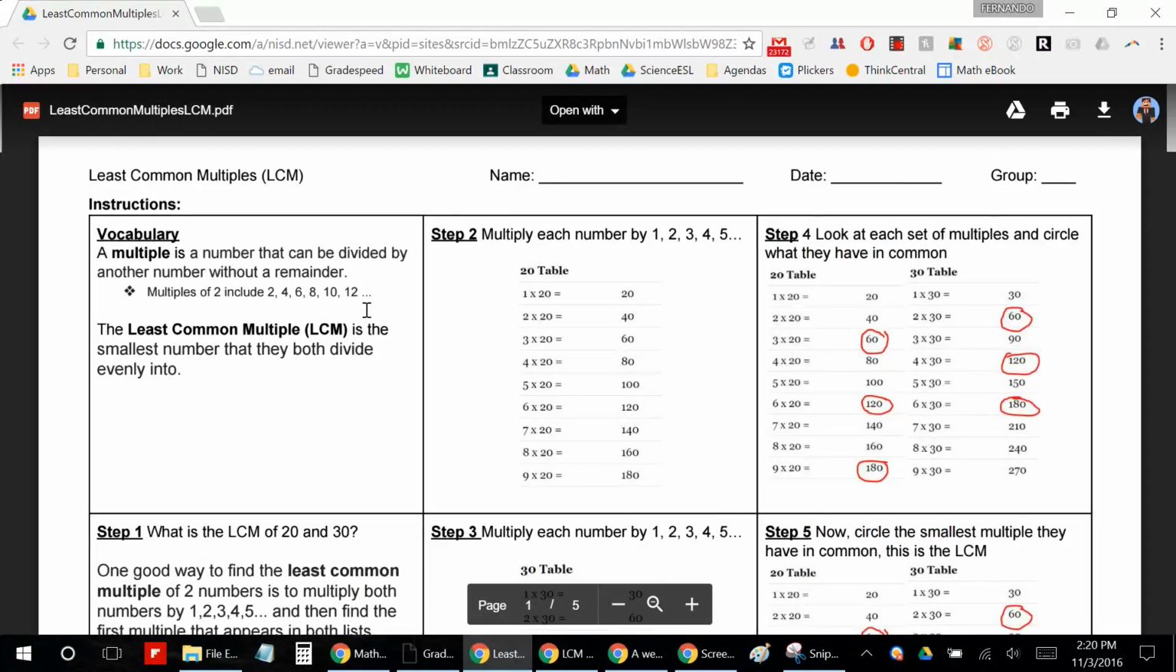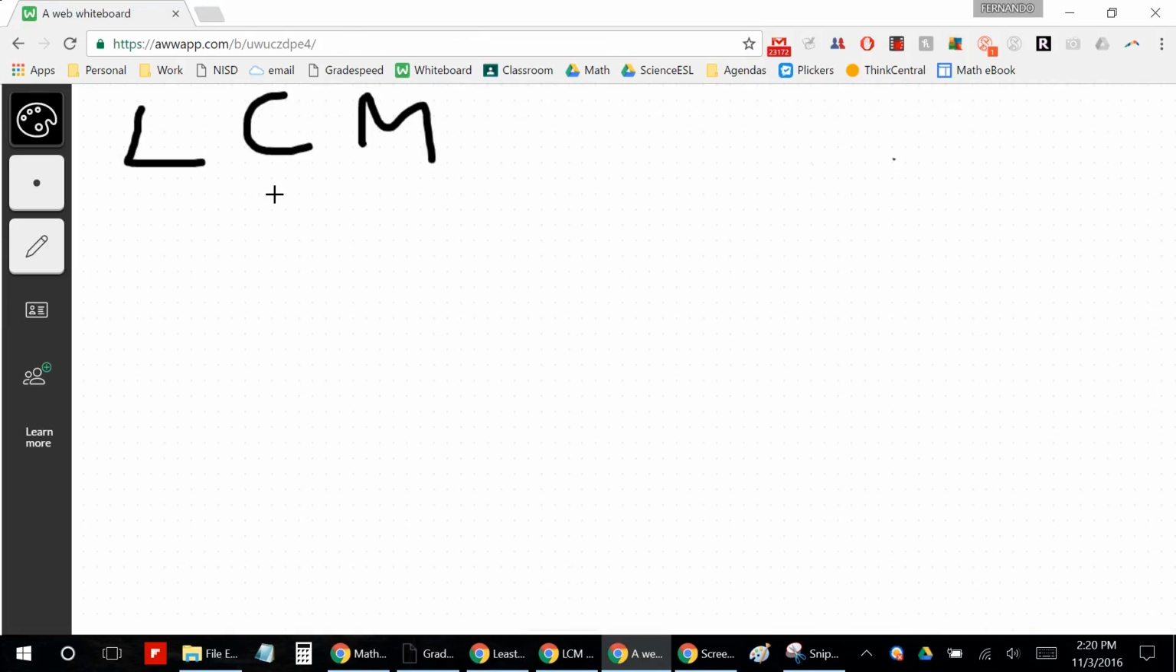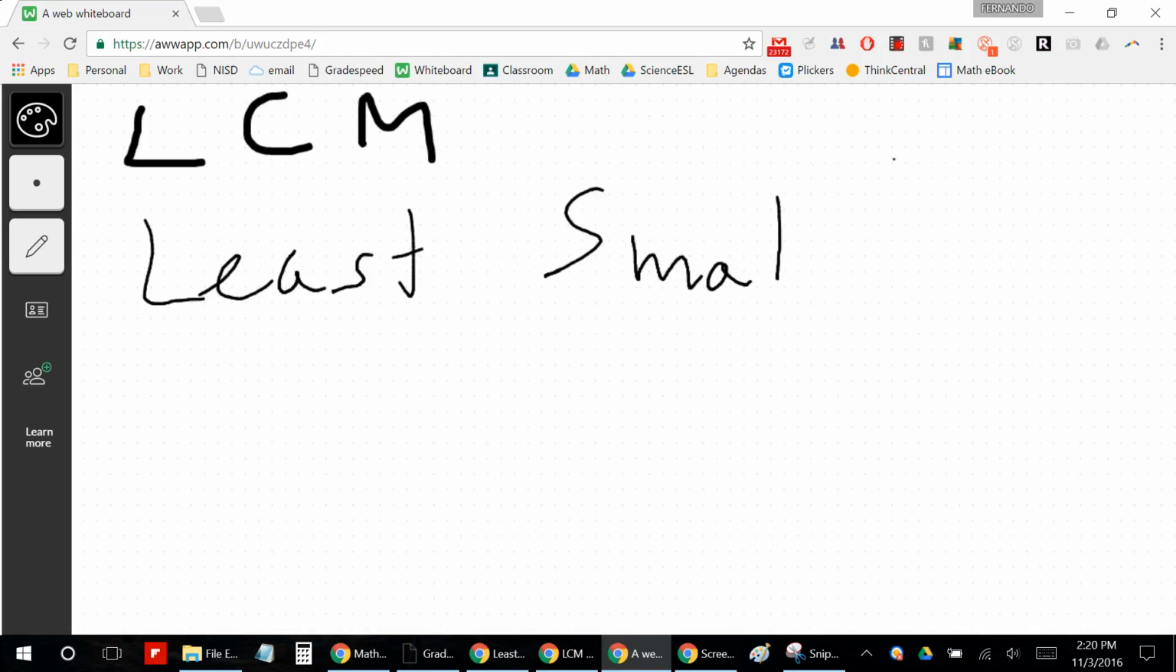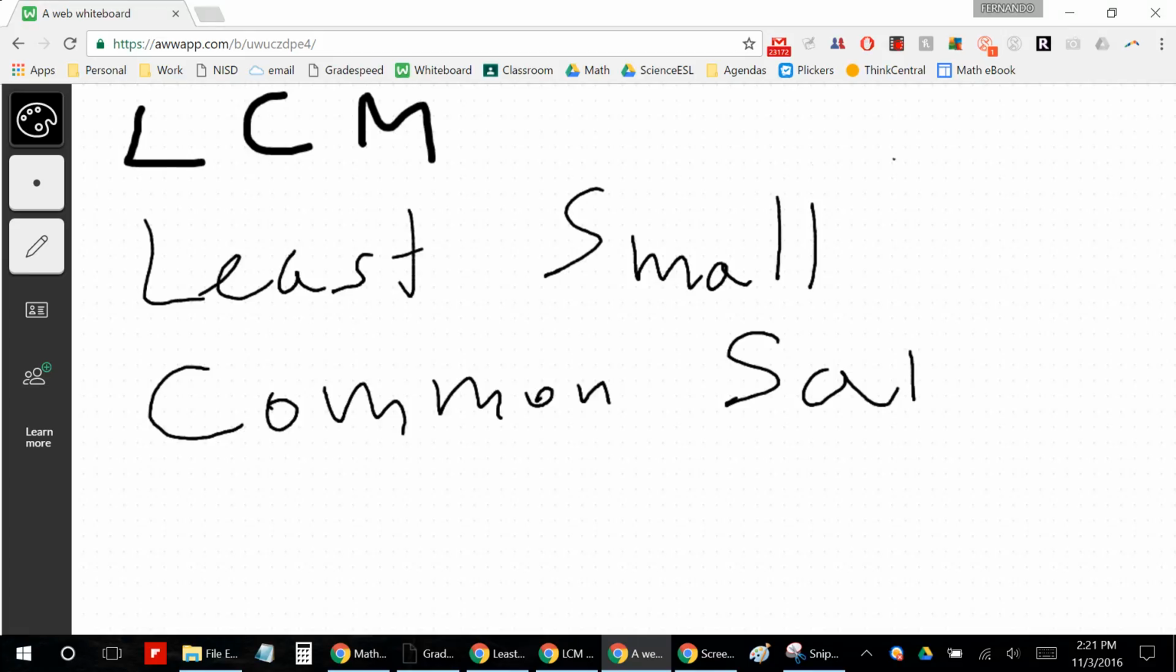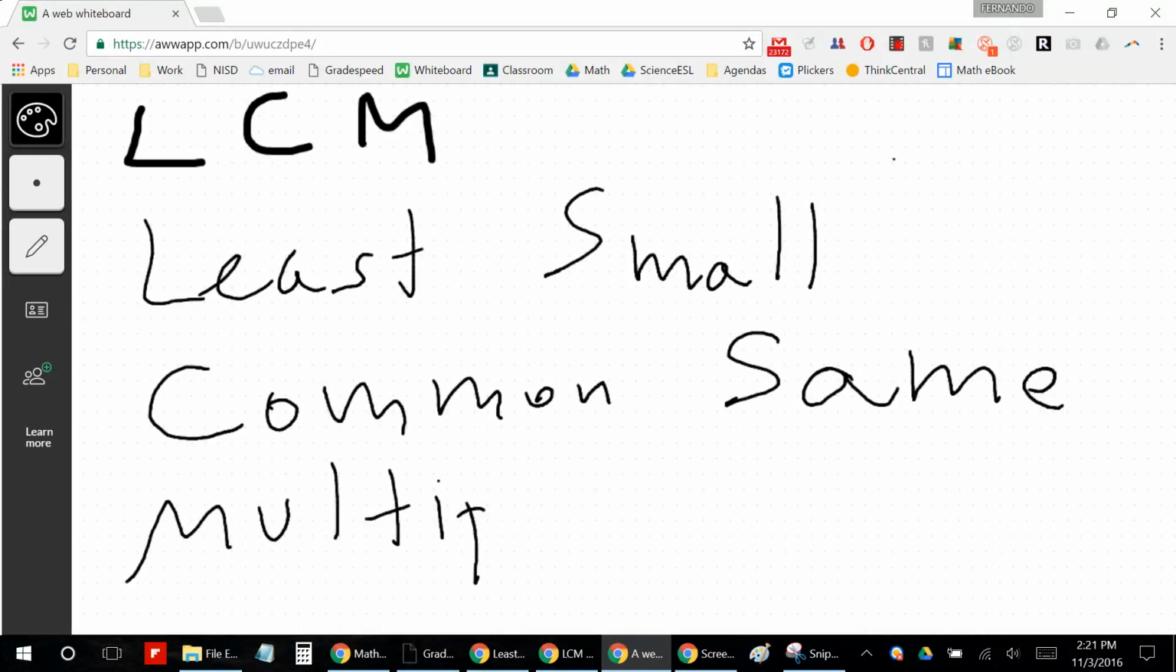First of all, LCM: least common multiple. You're probably thinking, what is least, what is common, what is multiple? Those are really good, valid questions. L stands for least. That means small. C stands for common. That means same. And a multiple is a number that's multiplied by 1, 2, 3, 4, etc.